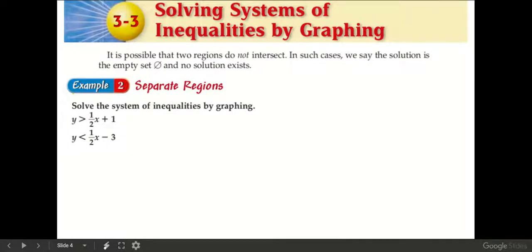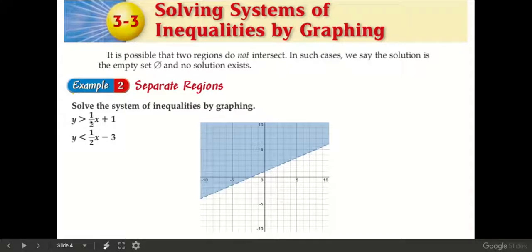So it is possible that two regions do not intersect, right? Just like we had a no solution for two lines, you can have a no solution for two inequalities. In such a case, we say the solution is an empty set, and this is a symbol for an empty set, or you could also say no solution exists, because the solution would be the x and y points that satisfy both of them. So let's go ahead and look at the graph of those.